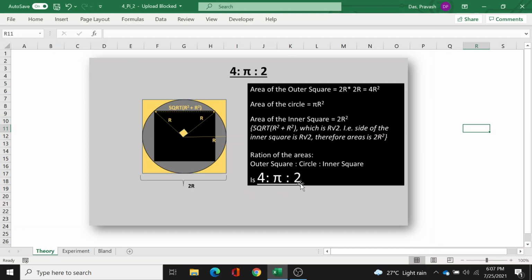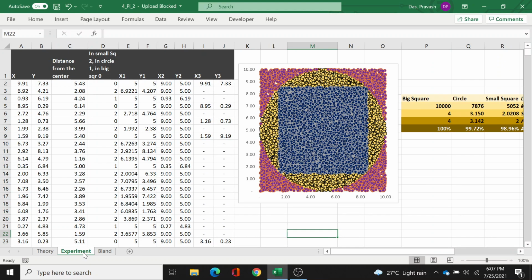Today the motivation is not to prove it, rather use Monte Carlo simulation to see if this is indeed true, right? So with Monte Carlo simulation, we'll do random sampling and we will use about 10,000 points to plot on a square, right? And to see how many of those points are on or in the circle and how many of those points are on and in the smaller square, right?